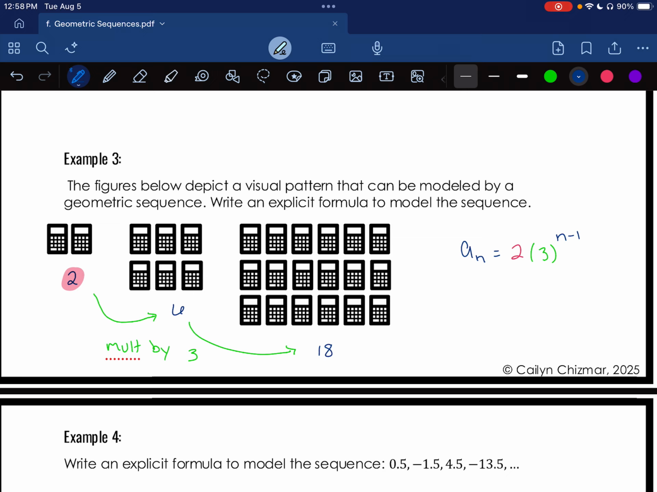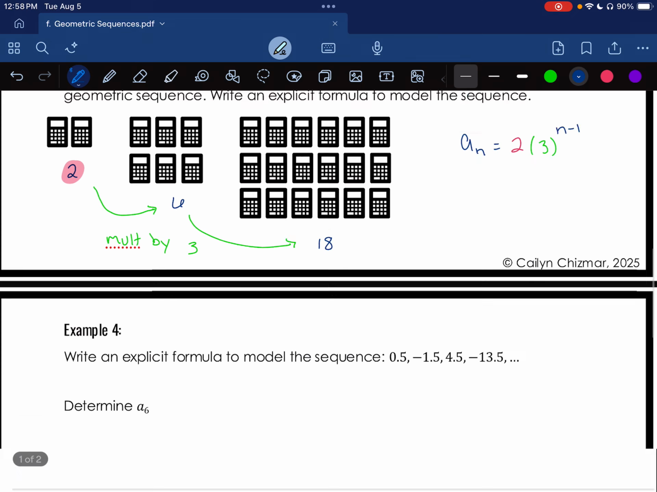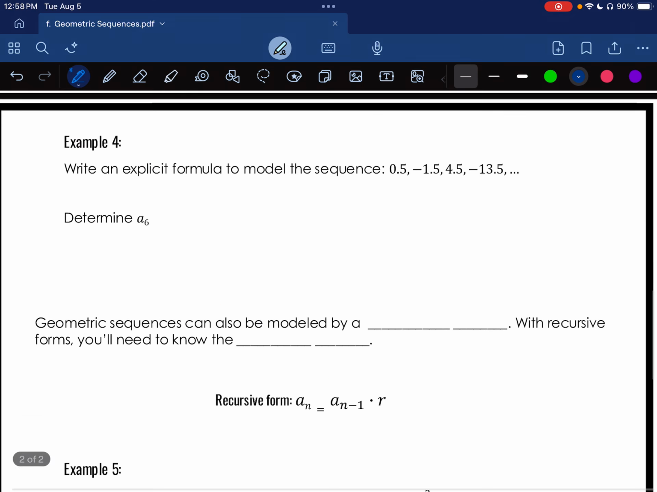All right, next, we are going to write an explicit formula to model the sequence. Again, it's a number sequence, not always the most fun. So go ahead and actually pause and figure it out, and then see if you can determine for me a sub 6 as well, or the value of the 6th term.